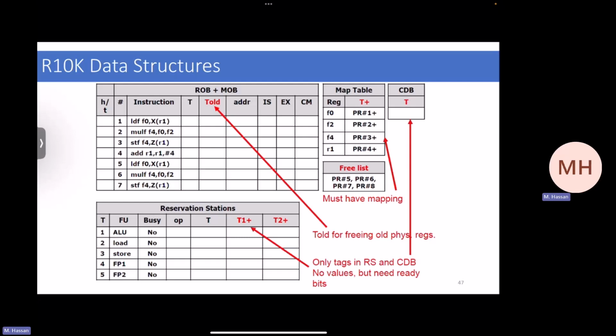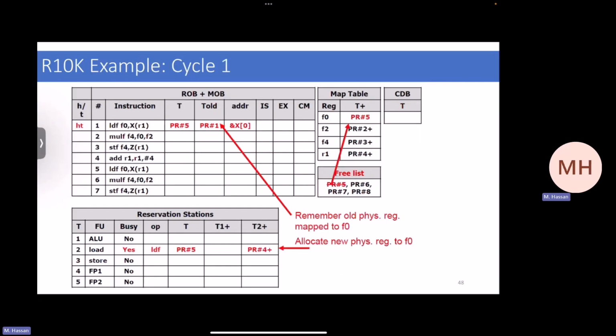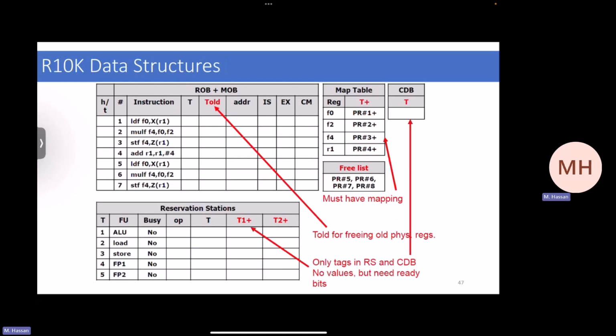Assume originally F0 was allocated to physical register 1. Now, every time you write to a register, you have to give it a new name, right? That's really the essence rule of register naming. Remember when we had our example, every time an instruction writes to a register, it must write to another physical register name. Why? To avoid write after write and write after read problems, right? So this is why we maintain T old and T new.